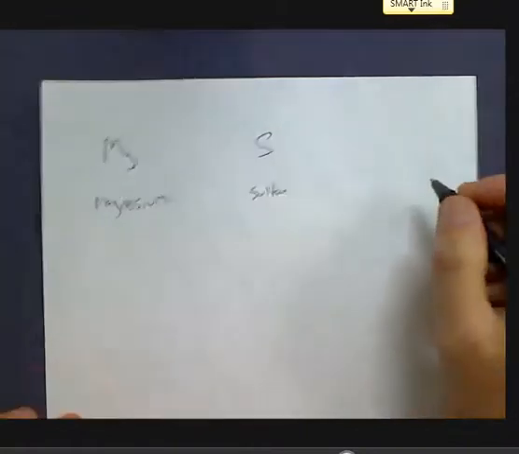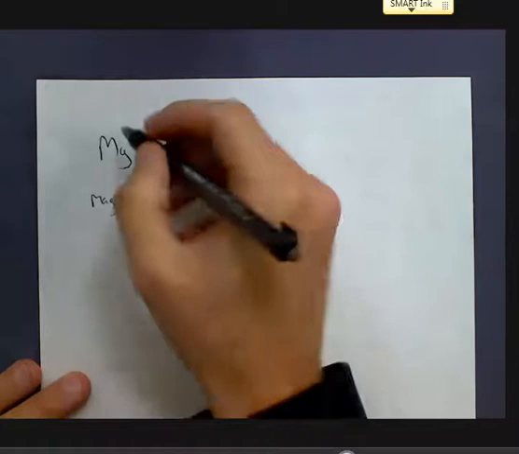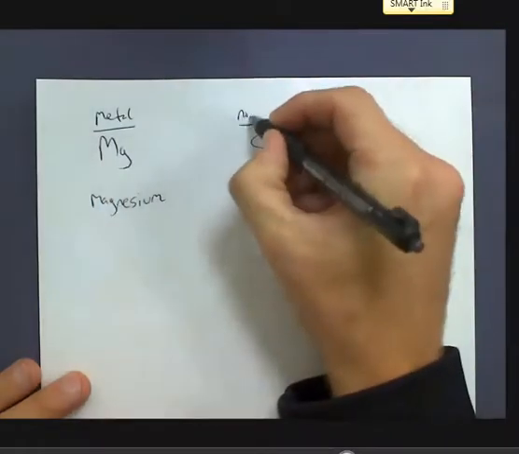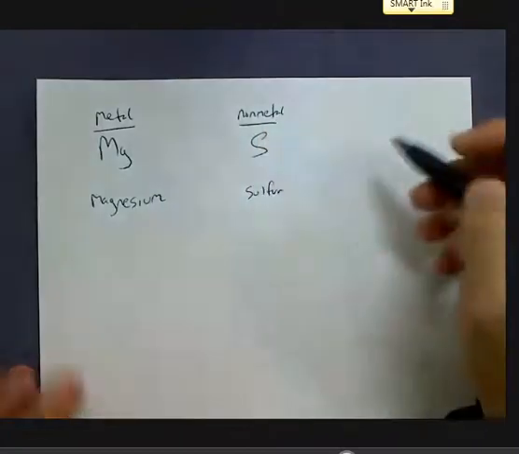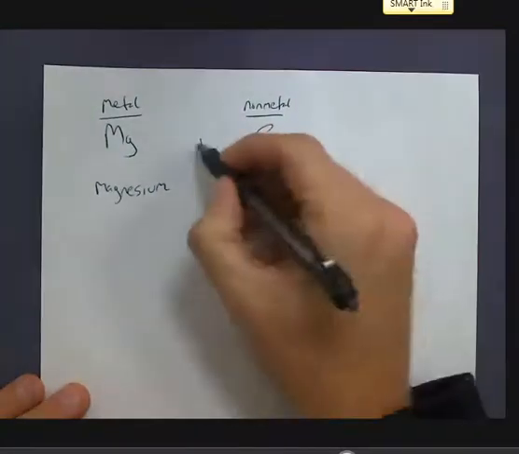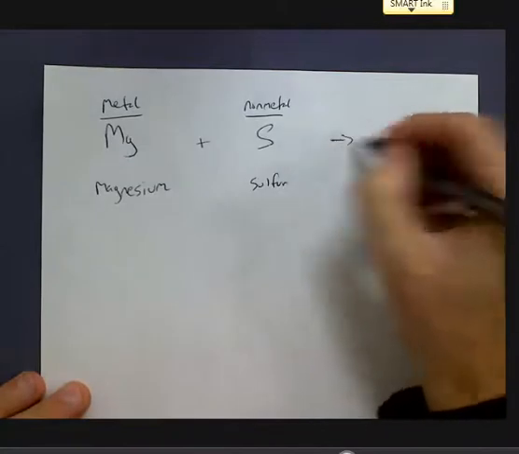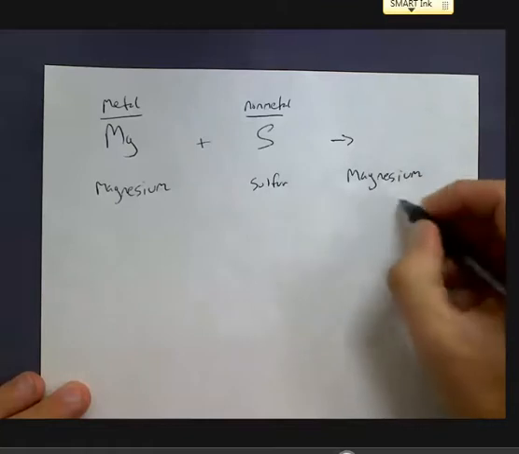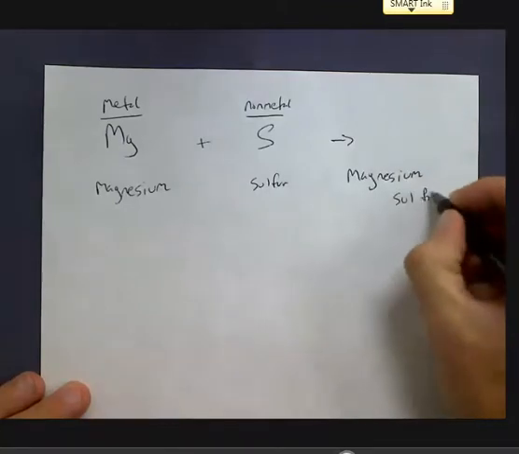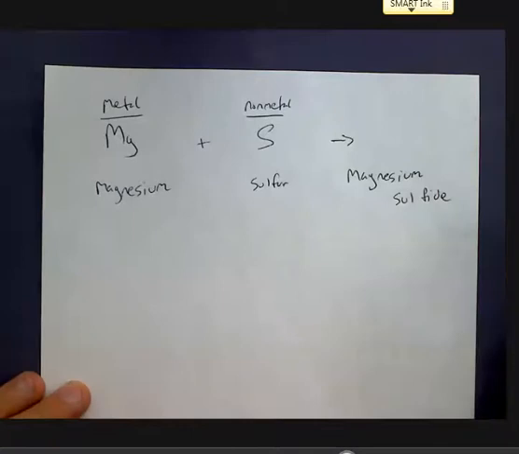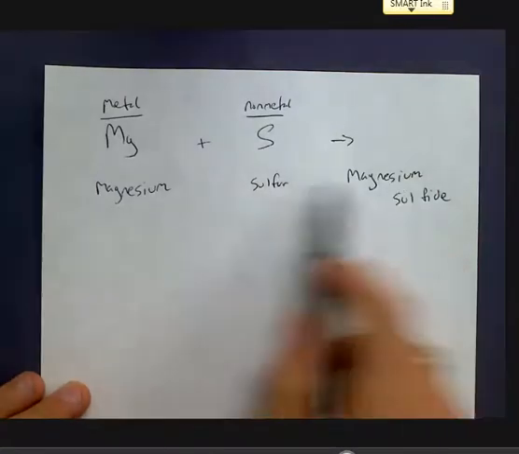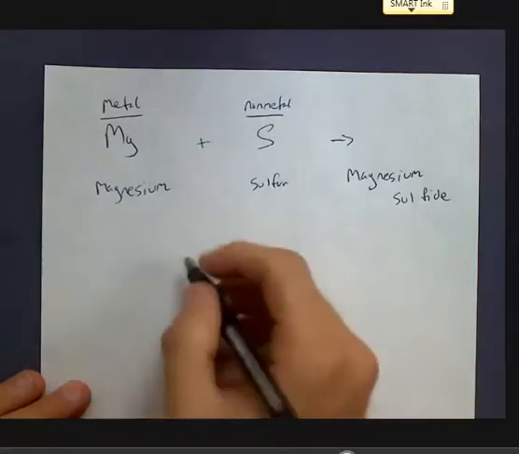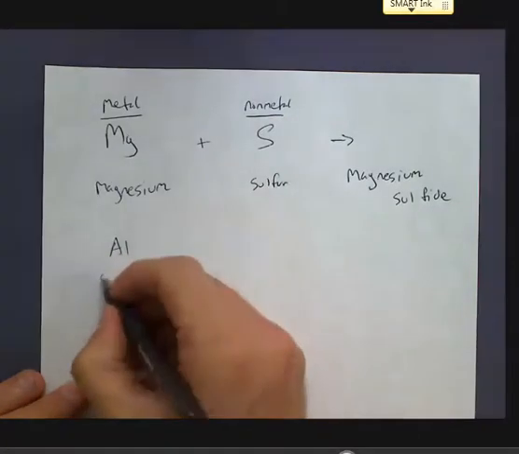Let me go ahead and label my data here, metal and nonmetal. The name for the compound that would happen when magnesium reacts with sulfur would be magnesium sulfide. Let's see what happens with that. The magnesium stayed magnesium, sulfur became sulfide. Let's see another couple, and see if that changes at all. Let's use Al, that's aluminum.